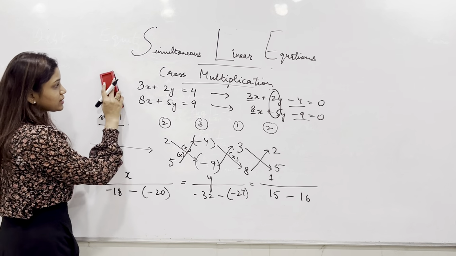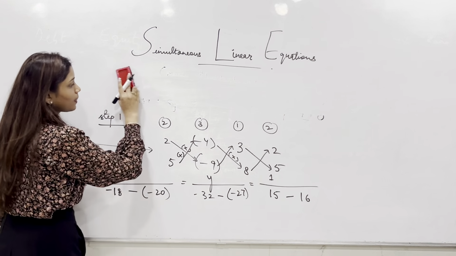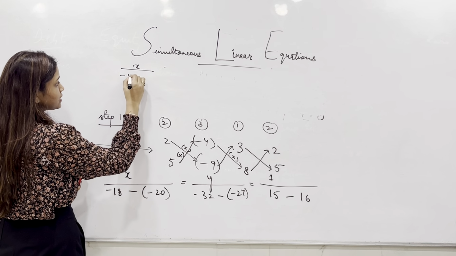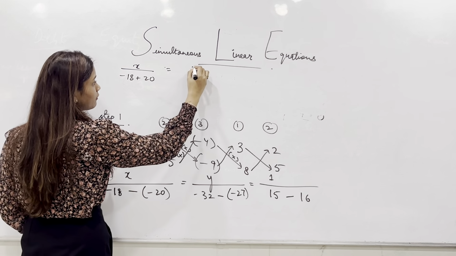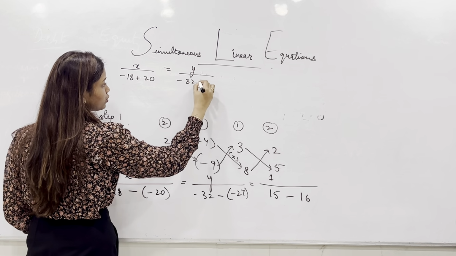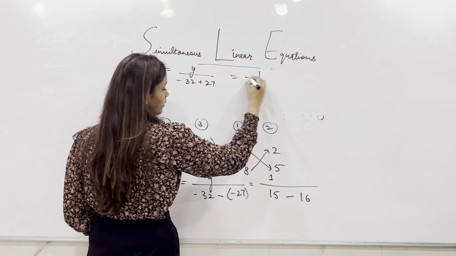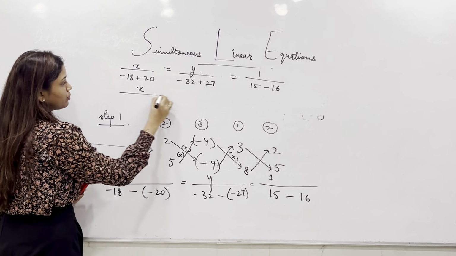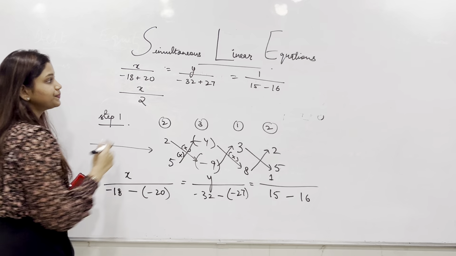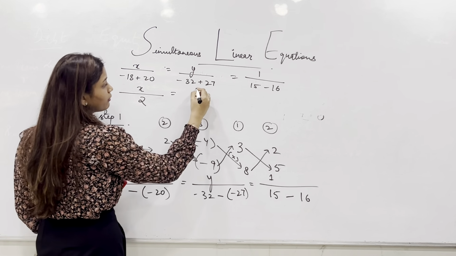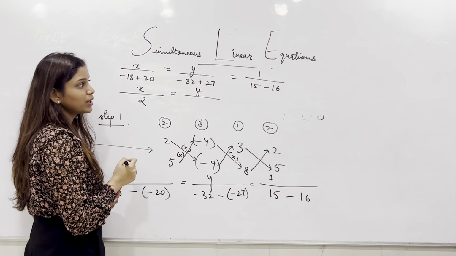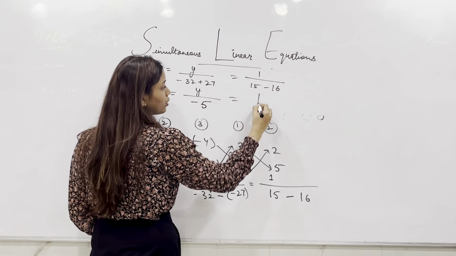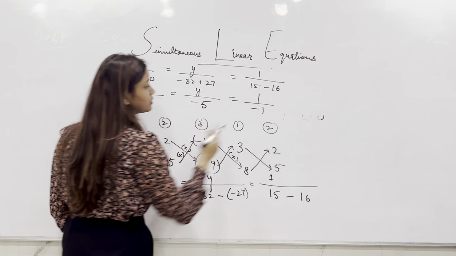Okay, I'm going to erase the first part. Okay, so अगर इसको सॉल्व करके लिखें x upon minus 18 plus 20, y upon minus 32 plus 27, 1 upon 15 minus 16. What is minus 18 plus 20? A 2. Y upon minus 32 plus 27, it will give you a minus 5. And 1 upon 15 minus 16 is a minus 1.